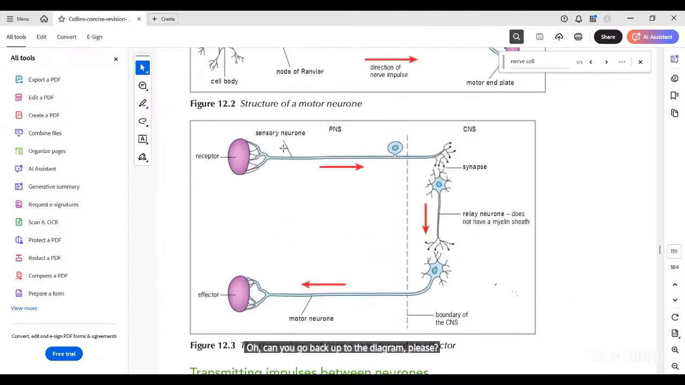The relay neuron. Yes, the relay neuron. Could you tell me what it does again, please? All right, so the relay neuron, what is the relay? What does relay mean?